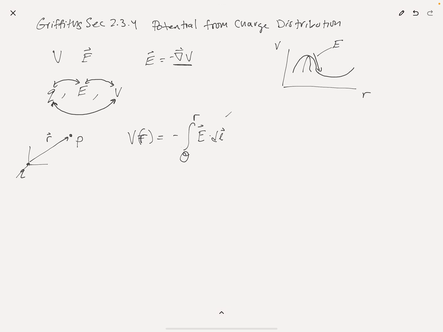Let's take the easiest possible path, dl, which is just a straight line along the dr direction. That becomes minus 1 over 4 pi epsilon naught, integral from infinity, which I'm going to set as my reference point, of q over r prime squared dr prime. All right, r prime is not where the charge exists, it's just to differentiate between this. Okay, so I can solve that integral, and that gives me that the electric potential at some point in space r is 1 over 4 pi epsilon naught q over r.